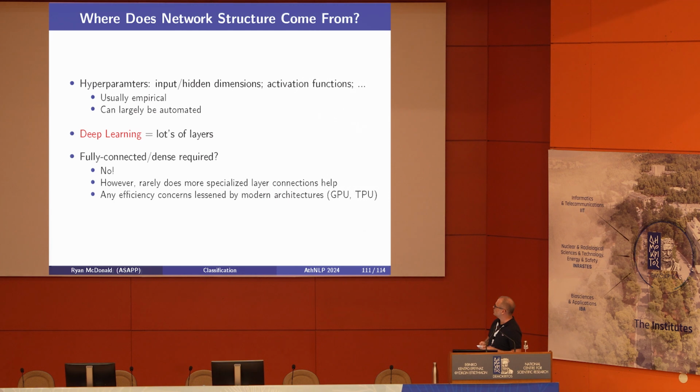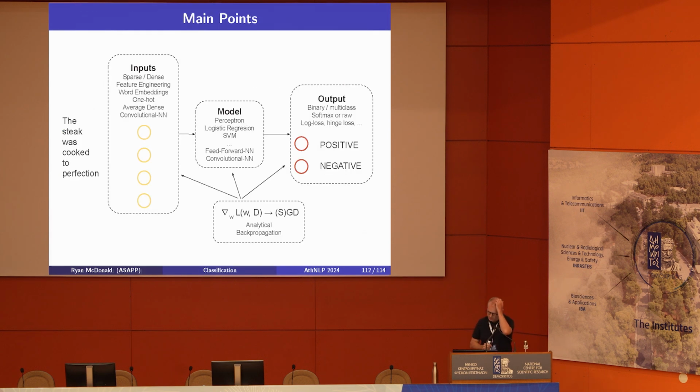Hyperparameters are part of the structure, how big the input and hidden layers are. Deep learning is lots of layers. This is stuff I mentioned before. Okay, so if I'm just backing up here, what do I want you to take out of this lecture?